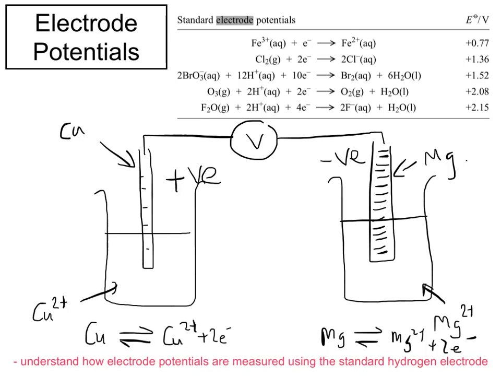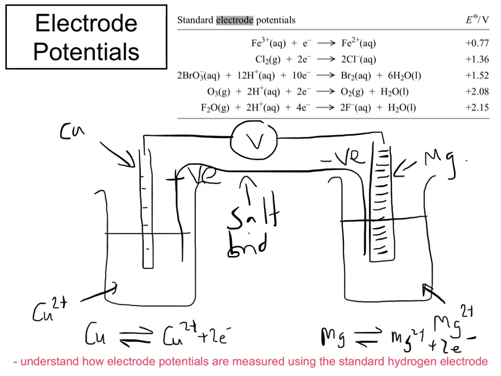Now to complete this cell, if you like, we need to make sure the electrons or the charge can flow this way and then go back across. We need to complete the circuit, and we do that with something called a salt bridge. So we connect these with a salt bridge, which is made of an ionic substance, an ionic compound dissolved in water. For example, potassium nitrate is a good choice usually.